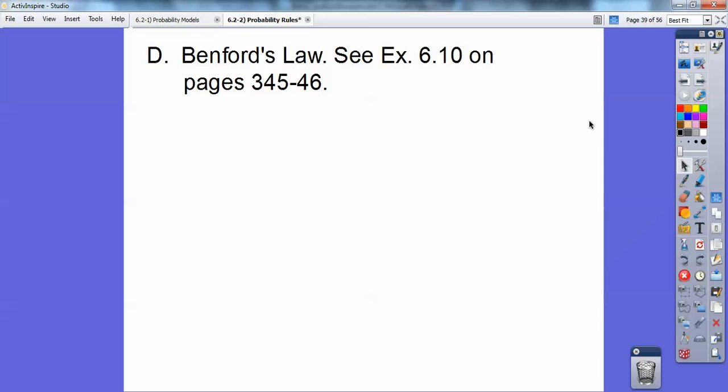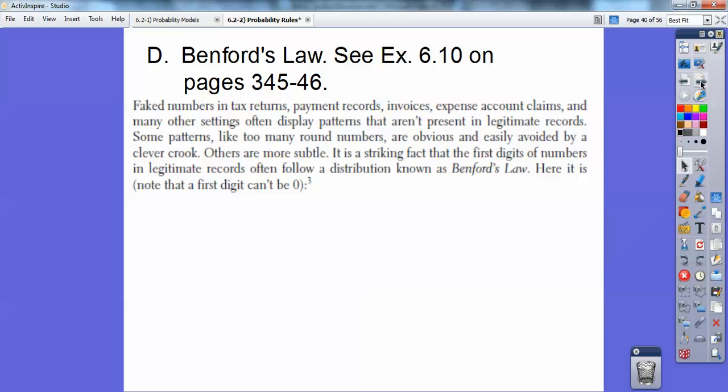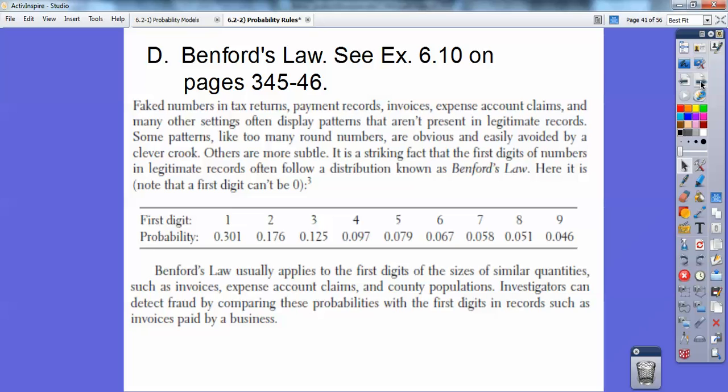Okay, this is something I didn't know about until I started reading out of this book, Benford's Law, and this is example 6.10 on pages 345 and 346. It deals with taxes. Fake numbers in tax returns, payments, records, invoices, expense accounts, and many other settings often display patterns that aren't present in legitimate records. Some patterns, like too many round numbers, are obvious and easily avoided by a clever crook. Others are more subtle. It is a striking fact that the first digit of numbers in legitimate records often follows this distribution that's known as Benford's Law. I wasn't aware of this, you guys. So this is how they catch tax fraud people.